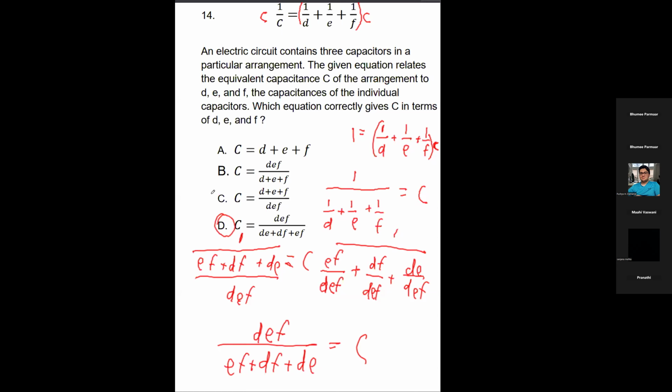An alternative way to solve this is to just set some arbitrary values for D, E, and F. Let's just say that D is 2, E is 3, and F is 4, and then just figure out what that would make C equal, and then just plug the same thing into all the answer choices and see if it would also equal the same thing. That's another way you could do it, but that method is longer, but it is a method you can use if you maybe mess up on this method.